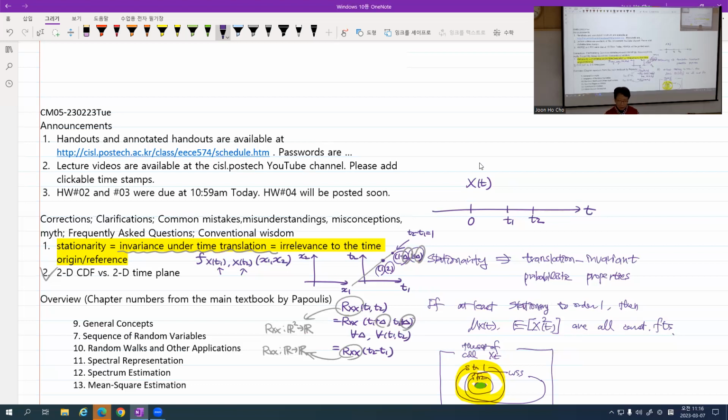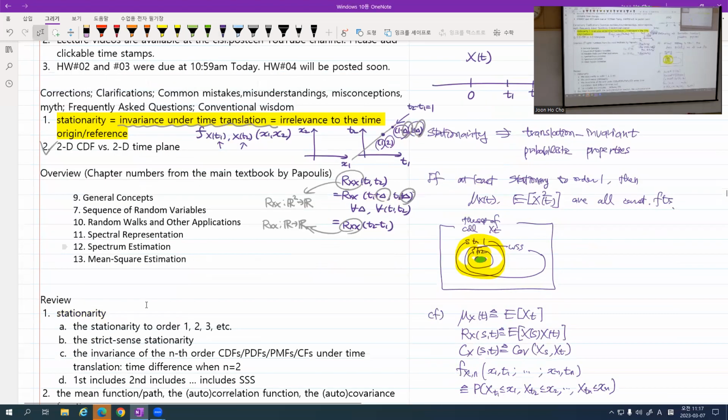So in that case, you translated or changed the time origin t equals 0 from today's 9 a.m. to tomorrow's 9 a.m., and you hope there is no change. So in that way, we impose or assume the stationarity of your equipment. Got it? So invariance on the time translation, irrelevance to the time origin or time reference selection, they mean all the same. Got it? Okay, I believe that clarified a lot.